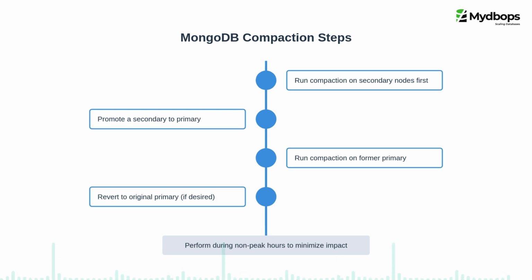Sure. A good strategy is to compact your secondary nodes first, then promote one of them to primary, and then compact the former primary. That way you keep things running smoothly throughout the whole process. Clever. So that's compaction. But what if it's not enough?